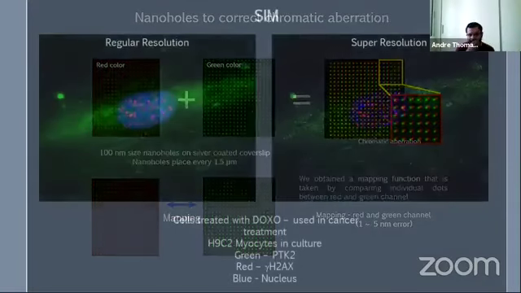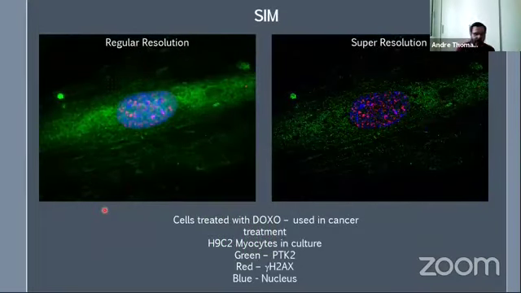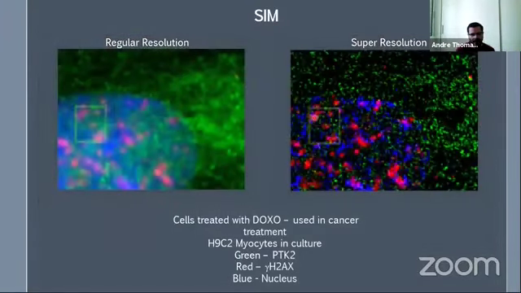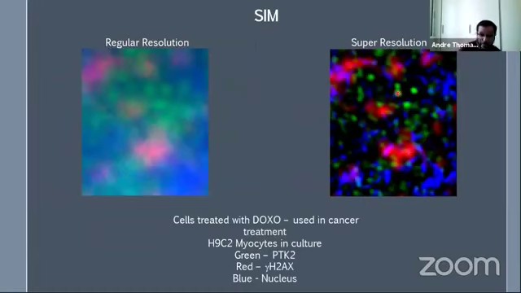And to start to talk about some biological results, here I have a regular resolution image, and here I have a super resolution image. And why am I showing you this? If we zoom in on the nucleus, you can see that we have three labels. The green one is PTK2, a protein I'm going to talk about a little later in this presentation. Red is gamma H2AX, which is a DNA damage marker, okay? And blue is DAPI, which is DNA, okay? If we look at the regular resolution, we can see green and we can see red, but we cannot see the details, okay?